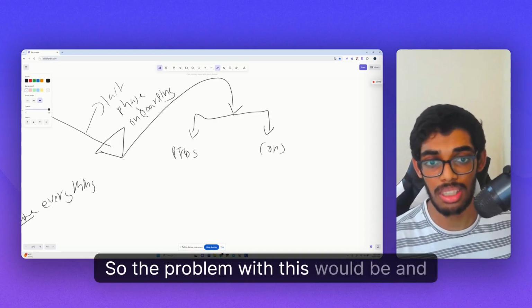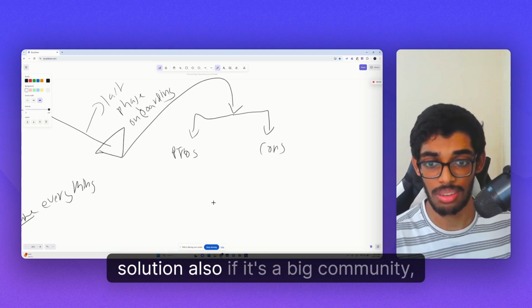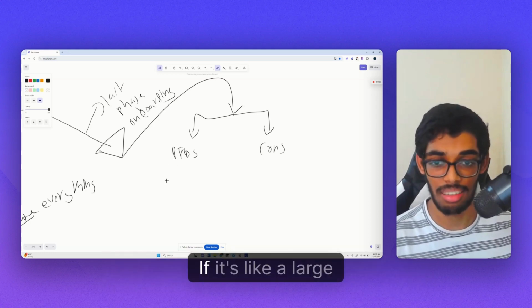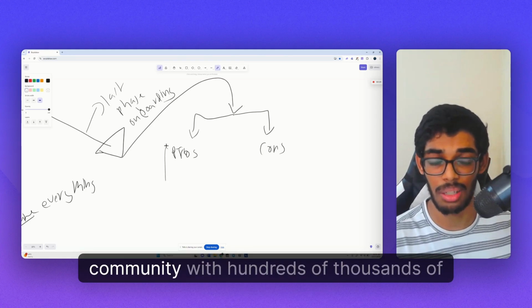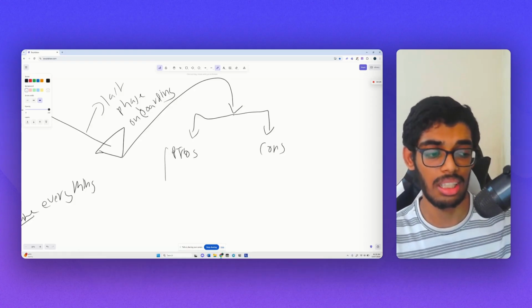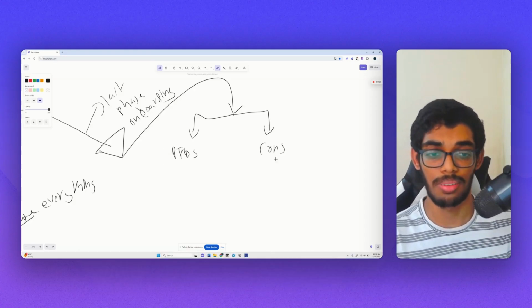So the problem with this, and the solution also, would be if it's a big community, right? If it's a large community with hundreds of thousands of people, it's not possible.